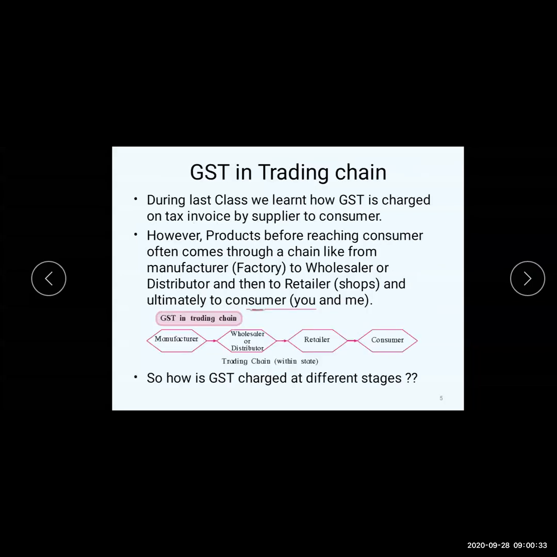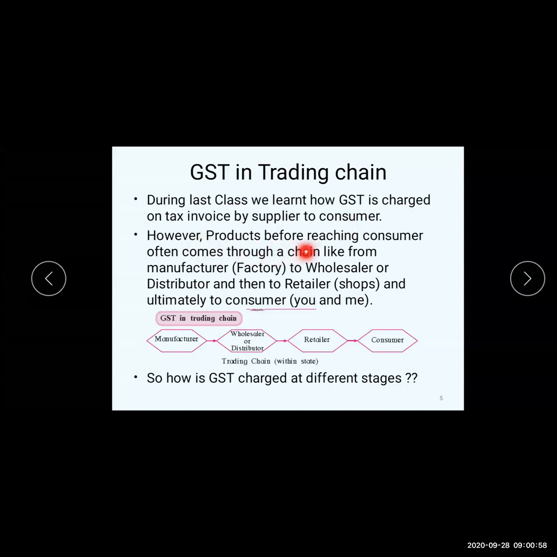So now today we are going to see GST in trading chain, how GST is used in the trading chain. During the last class we have learned how GST is charged on a tax invoice by supplier to consumer. We have already seen it. I have given you one example. I have shown you the tax invoice, and how GST is charged, that we have seen there.